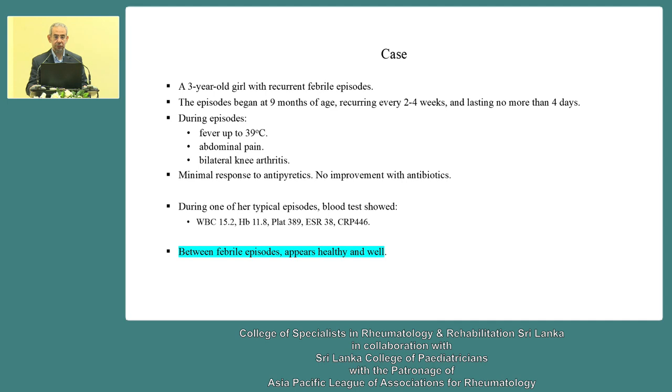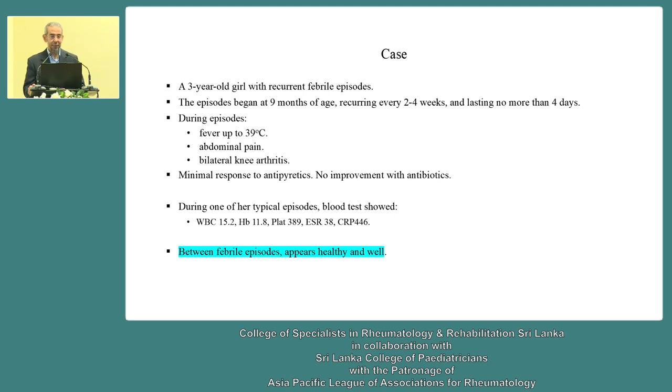Let me start with this case from my clinic. This is a 3-year-old girl with recurrent febrile episodes. These episodes began at 9 months of age, recurring every 2 to 4 weeks and lasting no more than 4 days. During each episode, she used to have high-grade fever up to 39 degrees centigrade associated with abdominal pain and bilateral knee arthritis. She had minimal response to antipyretics and no improvement with antibiotics.